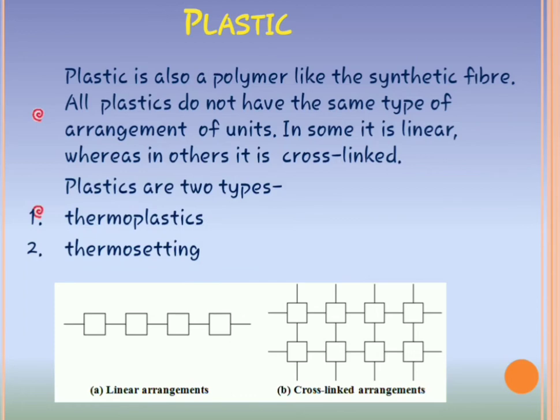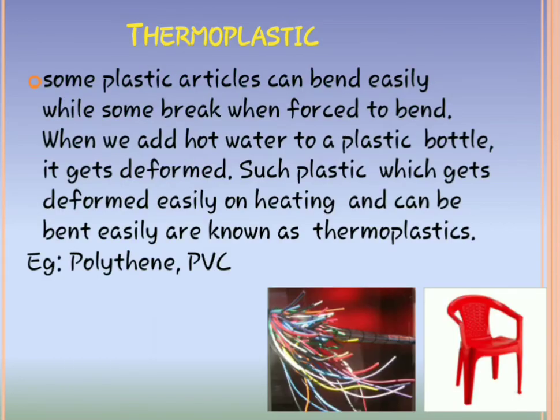When you put this plastic for burning, it will burn. But the other type of plastic, which we obtain from cross-linked arrangement, is very hard. You cannot break it, you cannot burn it. So like that there are two types of plastic. The first is thermoplastic, and the second is thermosetting plastic. These are the two types of plastic.